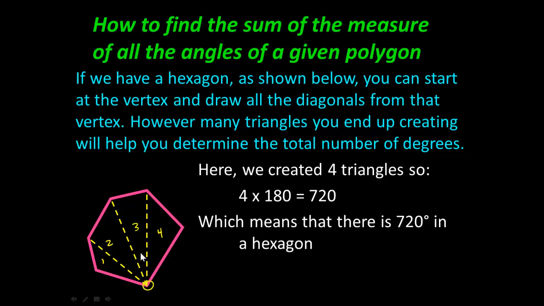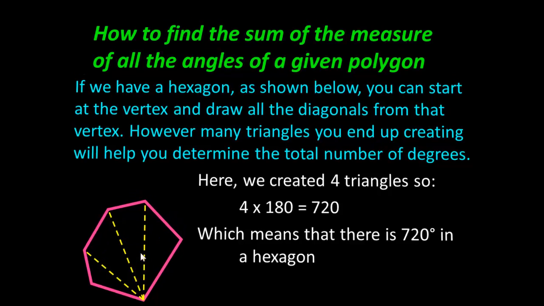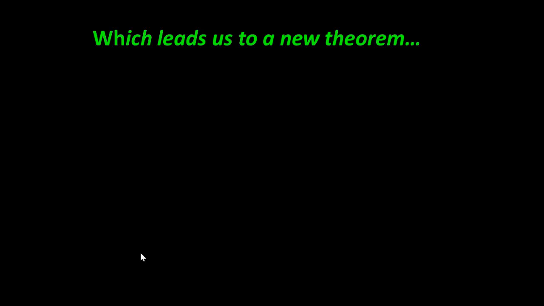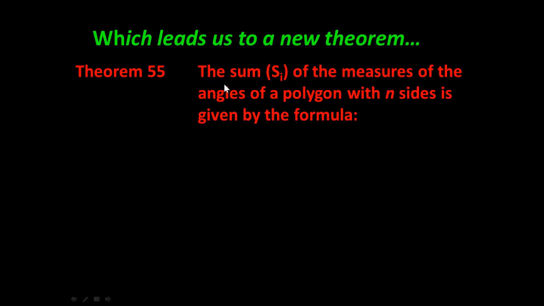Now, if you don't want to draw it out and you want an easier way to do it, we have a theorem for that. It's Theorem 55, and it says the sum, which I'll refer to as S sub I for interior angles, of the measures of the angles of a polygon with n sides, and that's where the interchangeable part comes in. It doesn't matter how many sides it has, this formula will work. If you know it's a hexagon, we replace n with 6. If you know it's a pentagon, we replace n with 5, so on and so forth. And we have this formula. S sub I equals (n minus 2) times 180. Okay, so let's say I had a quadrilateral.